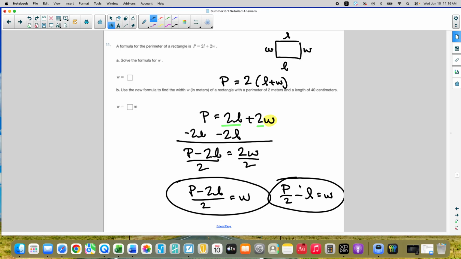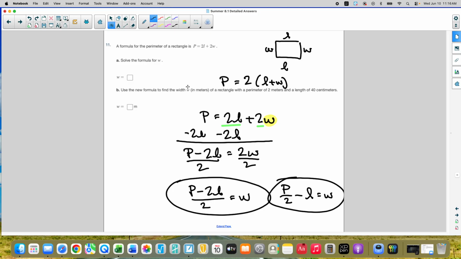This is the other one you might see. We can't cancel these 2's just by themselves. This 2 is under the P and under the negative 2L. So if we separate them and put them under, you're left with P over 2 minus L equals W.